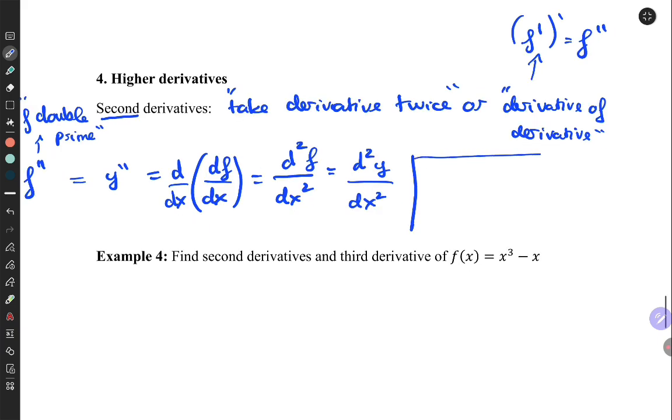So may as well give you a third derivative, just extra. Third derivative: f triple prime, or d cubed f over dx cubed. Same for the y notation. And so on.